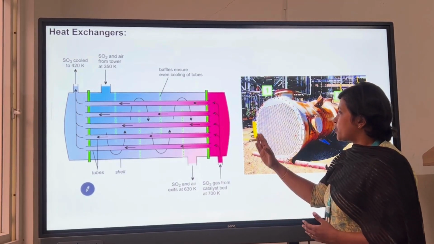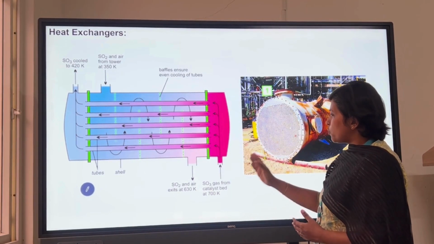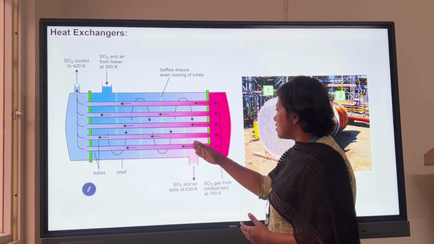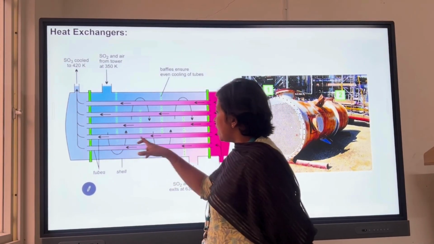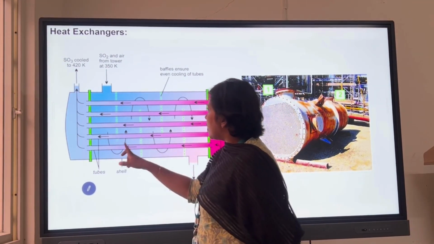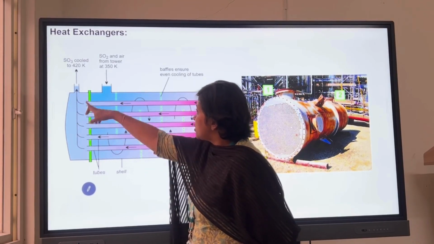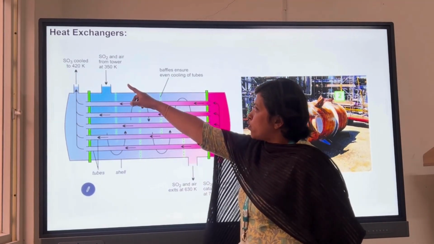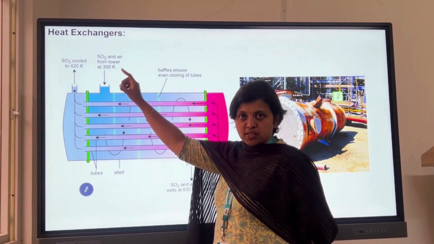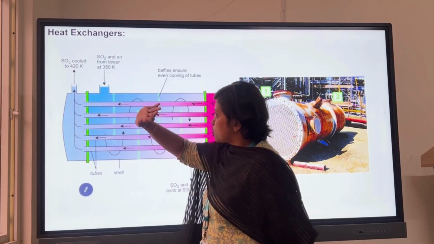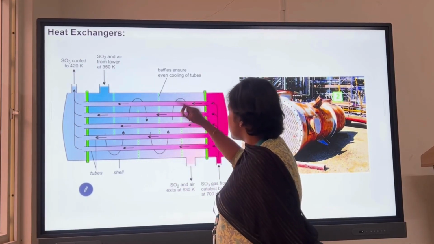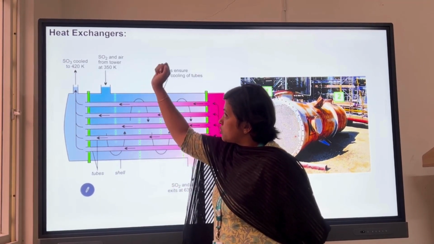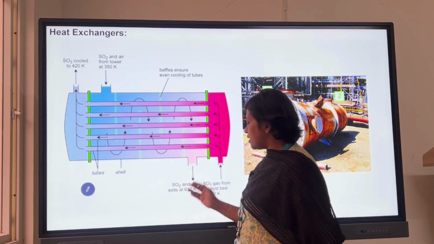I have kept a clear diagram here. See, SO3 gas from the catalyst bed at 700 Kelvin is allowed to enter, passing through the tube side, and while passing itself it gets cooled. So SO3 is cooled from 700 Kelvin to 420 Kelvin. The cooling process is completed and we can collect the SO3 here. At the same time, on the shell side, SO2 and air from the tower enter at 350 Kelvin and exit at 630 Kelvin.